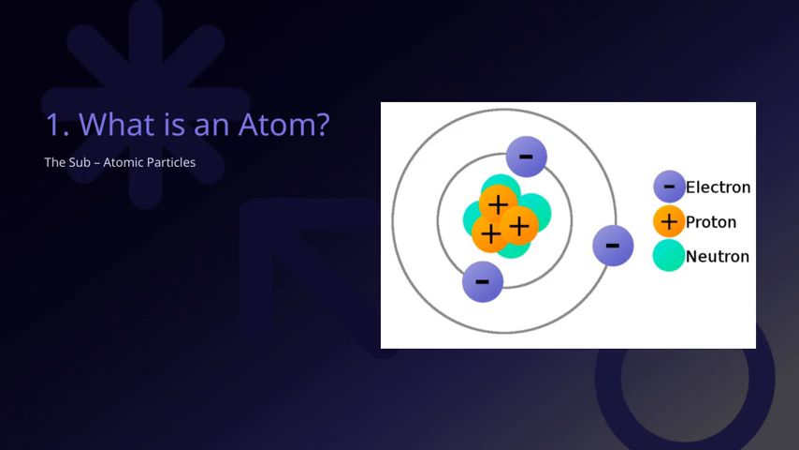Now, within each atom, there are even smaller particles called subatomic particles. These are the tiny components that make up the atom and are crucial to understanding how atoms behave and interact. The main subatomic particles we focus on are protons, neutrons, and electrons. Protons carry a positive charge and are found in the nucleus, which is the atom's central core. Neutrons are neutral, meaning they have no charge, and they also reside in the nucleus. Electrons are negatively charged and orbit the nucleus in regions called electron clouds or shells.